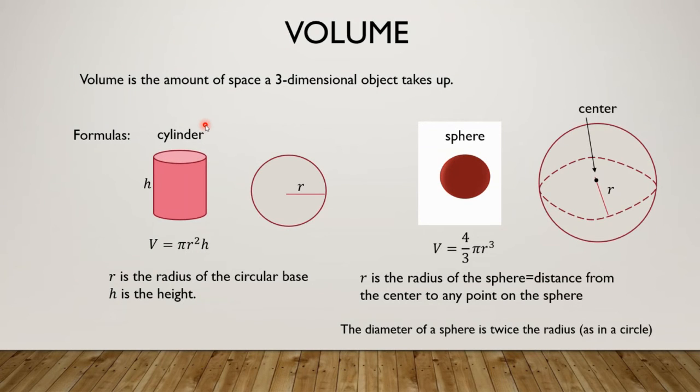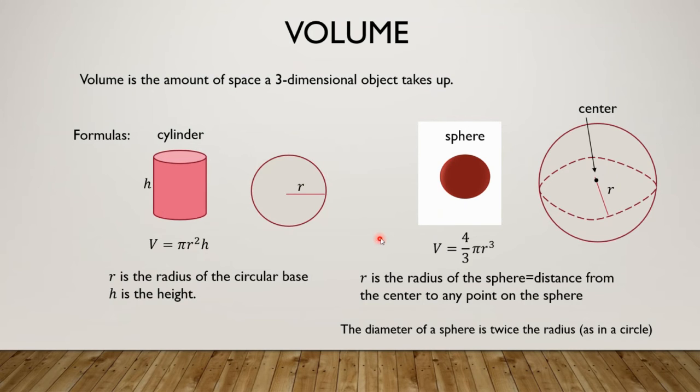So for a cylinder, the volume is pi times r squared times the height h, where r is the radius of the base circle, which is a circle of radius r, and h is the height. So we have pi times r squared, where r is the radius of the base, and h is the height.